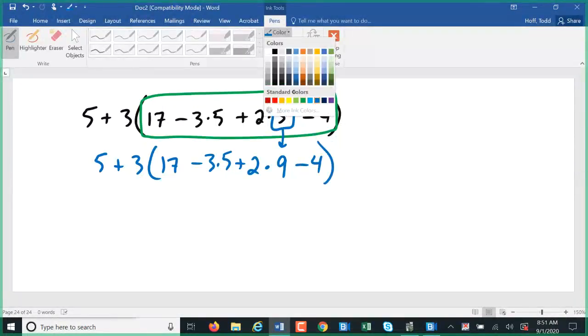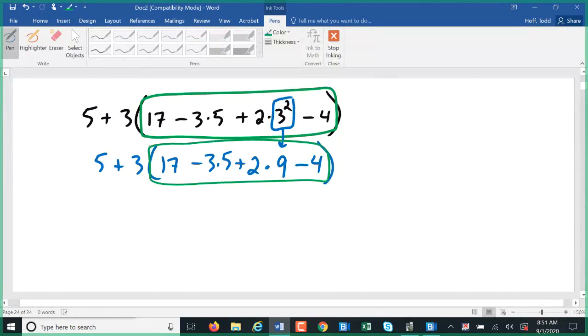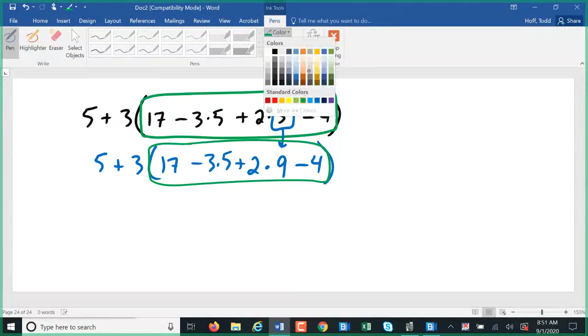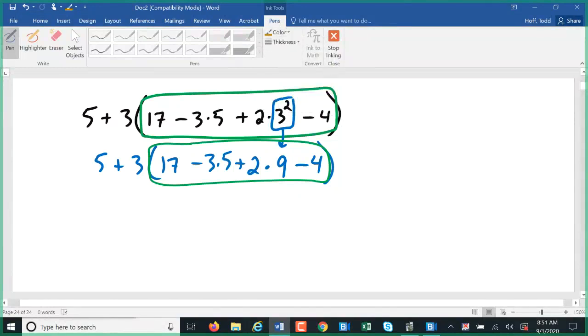So now we are still working inside that set of parentheses. Inside there, there's no other exponents. So we go to multiplication and division, and we're going to go left to right. The first, we have the 3 times 5, which is 15. Again, everything outside that brown box gets rewritten exactly how it was.